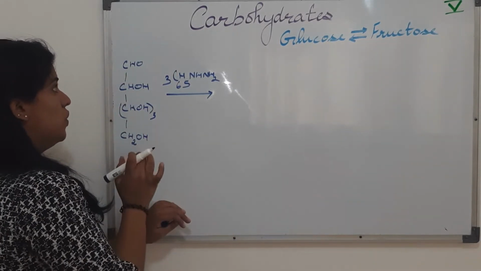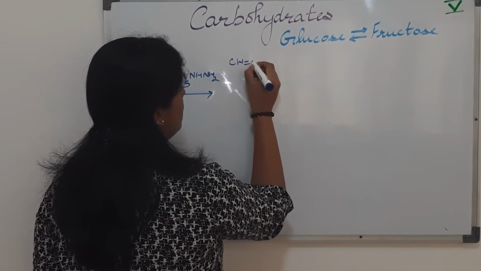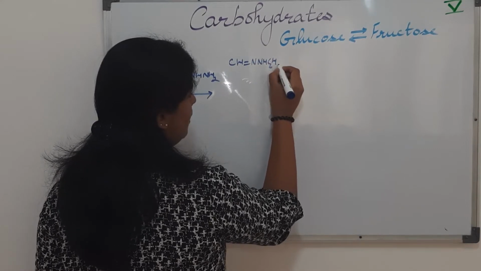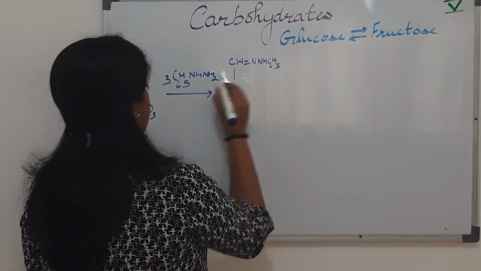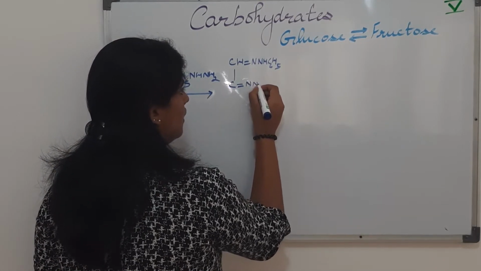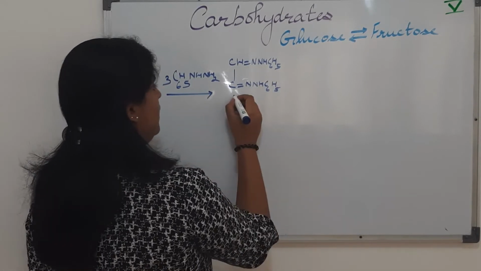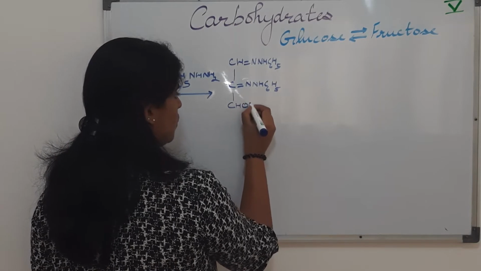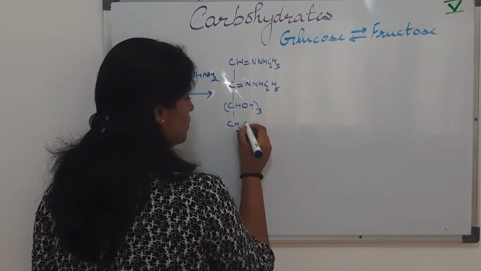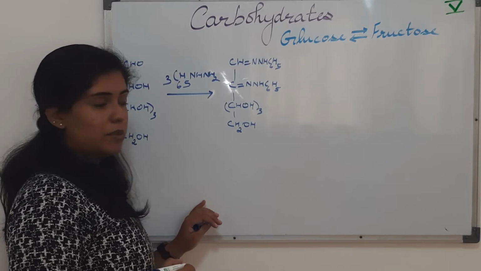Upon treating with glucose, this aldehydic unit gets converted to CH double bond N NH C6H5. The second CHOH also gets converted to C double bond N NH C6H5. Right. The rest of it remains the same as CHOH 3 times and CH2OH at the bottom. This is glucosazone that we get after the osazone formation.